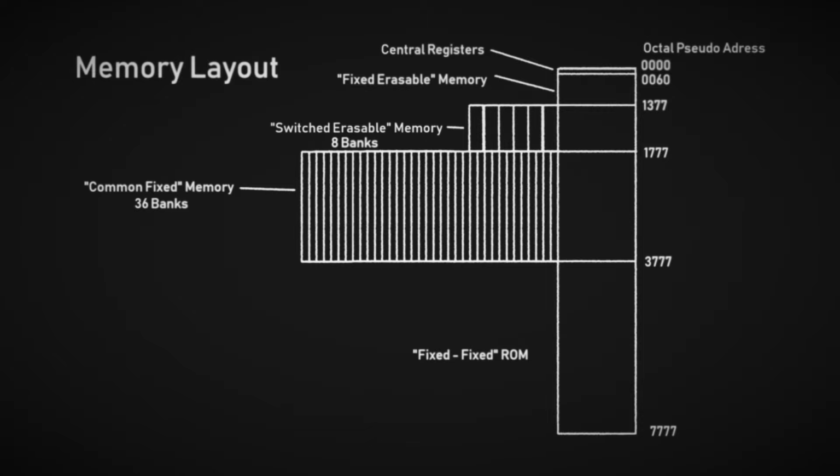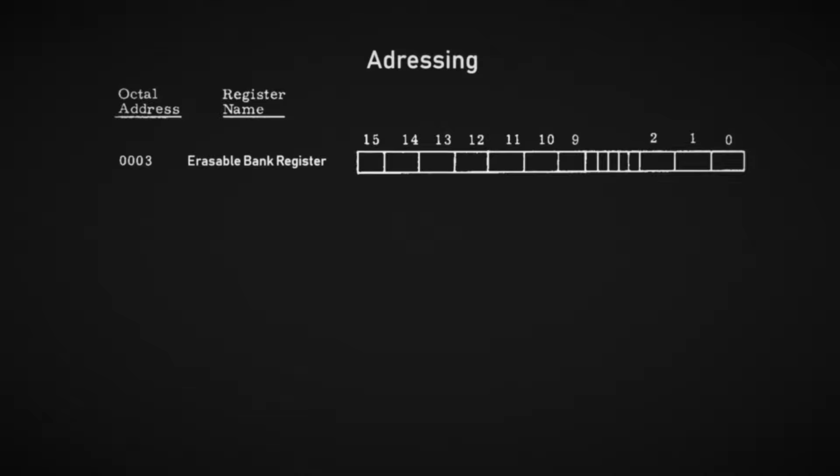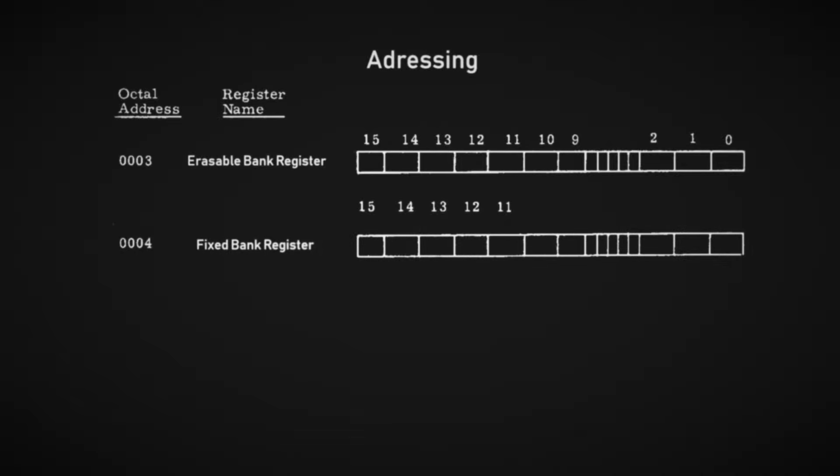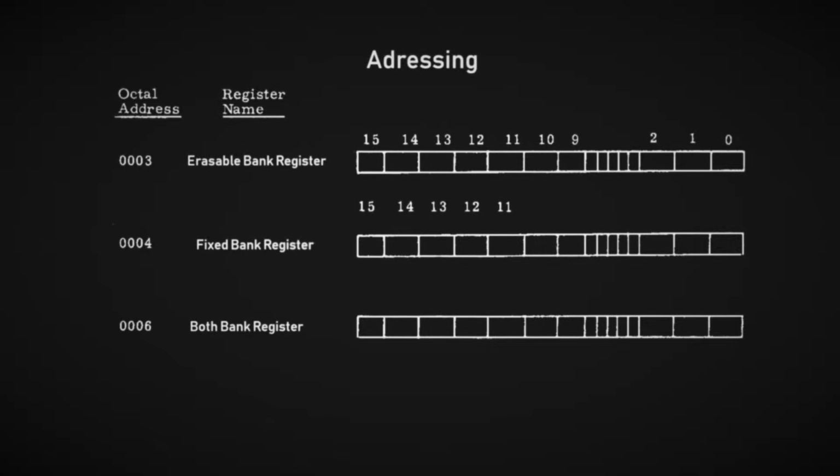They are not made of magnetic cores. Instead, flip-flops made from integrated circuit NOR gates are used. This is why the registers do not have a total of 15 bits. At address 003, there is the 3-bit erasable bank register, used to switch between the 8 RAM banks. At address 004 is the 5-bit fixed bank register, used to switch between the 36 read-only memory locations. At memory location 006 is the both bank register, which can be used to set both banks simultaneously.